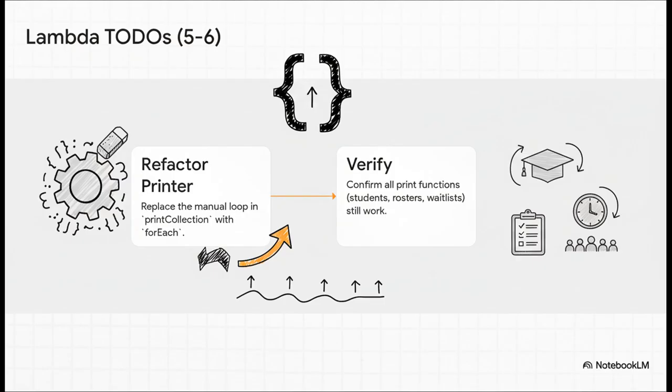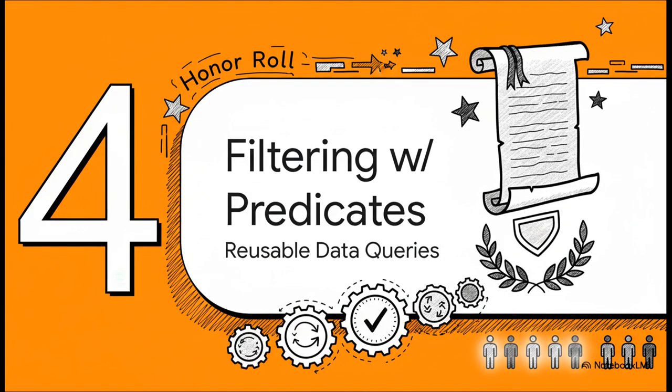And then, and this is the most important part, run your program. Make sure that printing students, rosters, waitlists, everything still works exactly like it did before. Now for something really cool. This is where we go beyond just cleaning up old code.